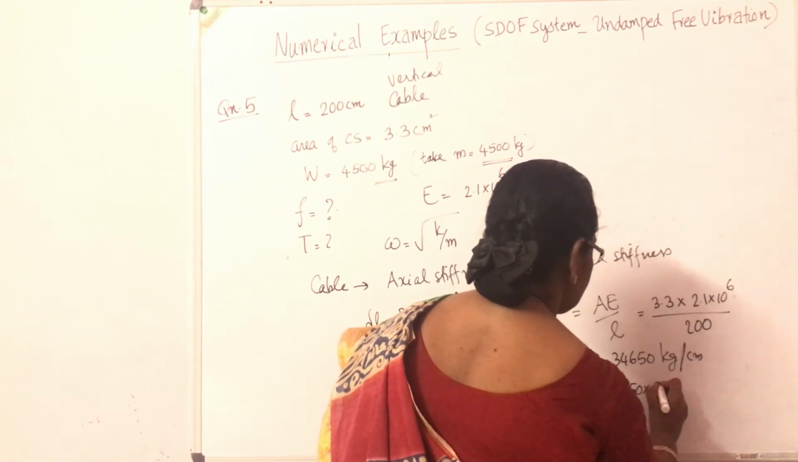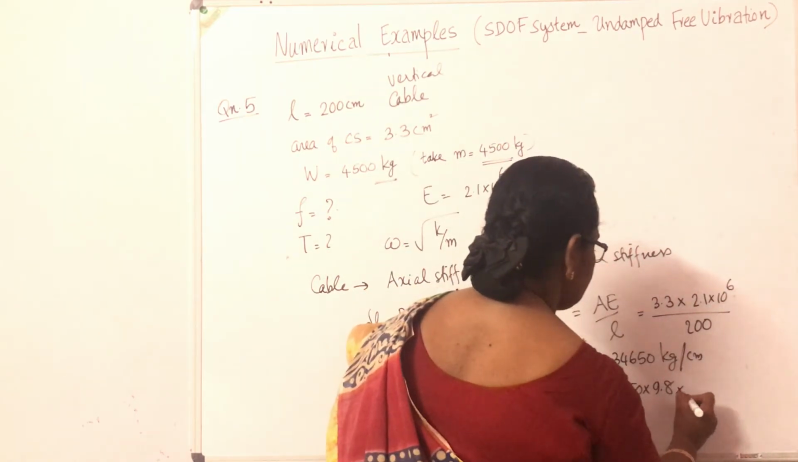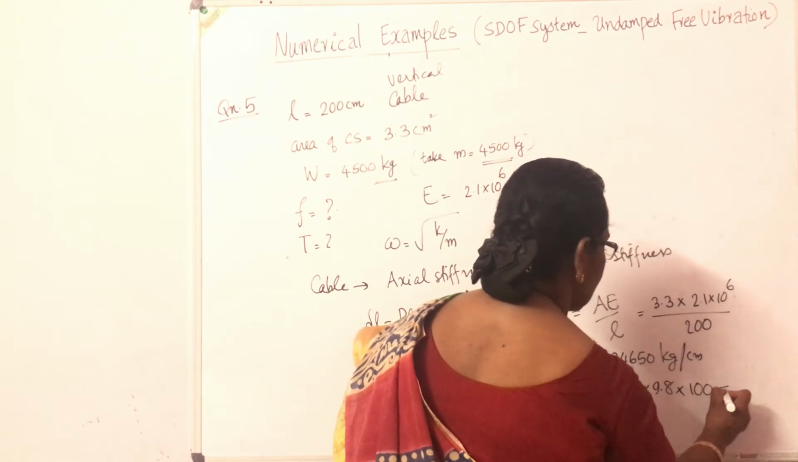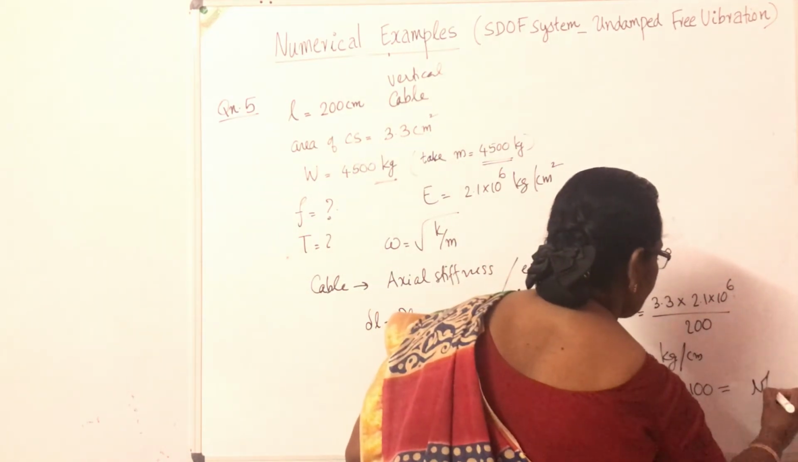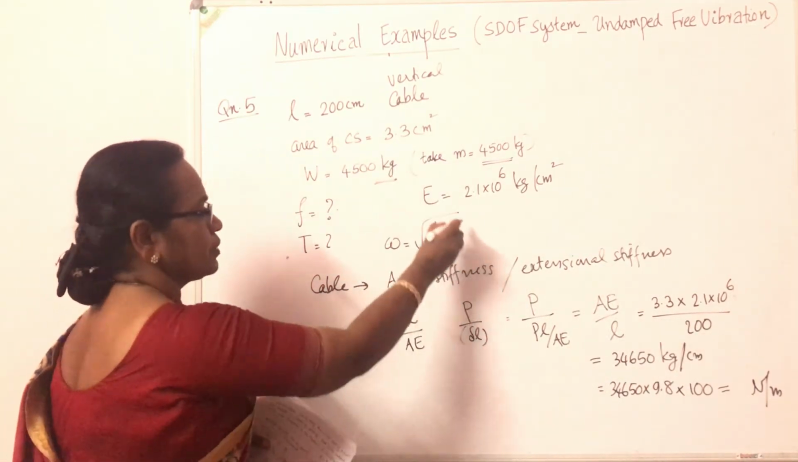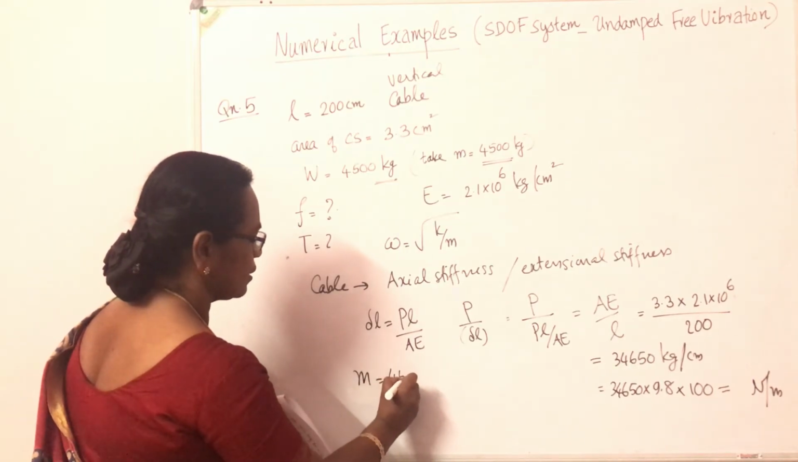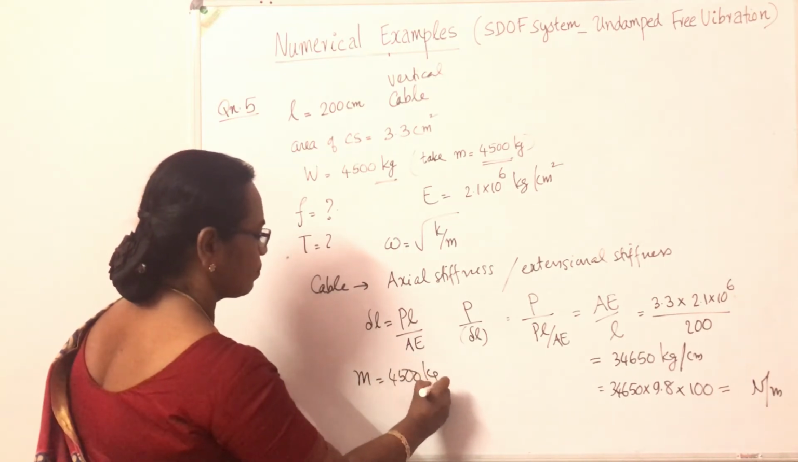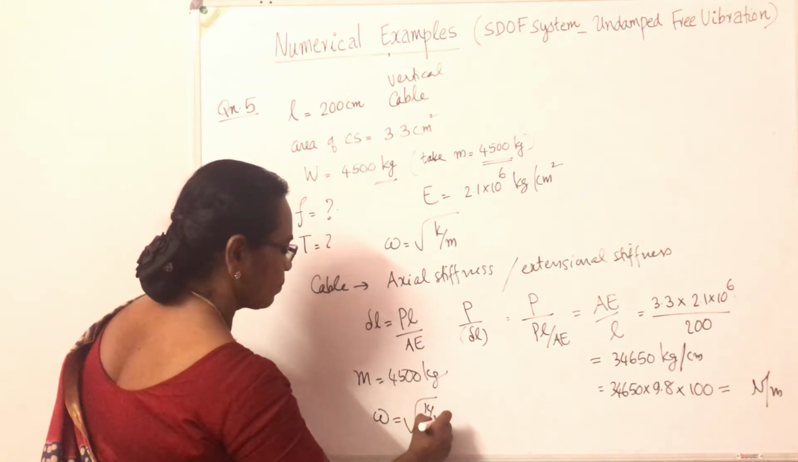34650 kilogram into 9.8 per centimeter. So to convert it into meter, multiply by 100. So you will get this as the stiffness in Newton per meter. That is very important in substituting this expression. And mass can be taken as 4,500 kilogram. Substituting omega is equal to root of K by M.